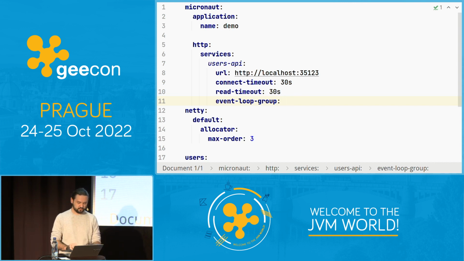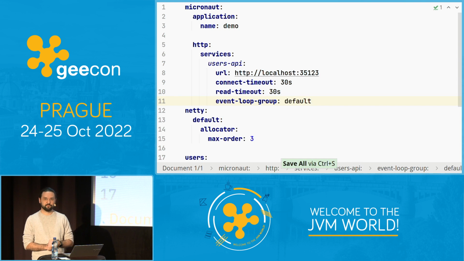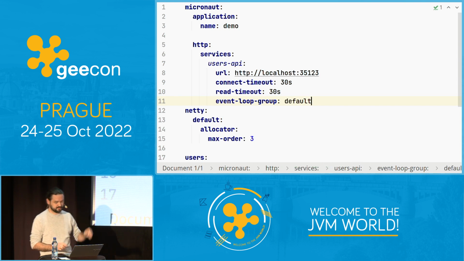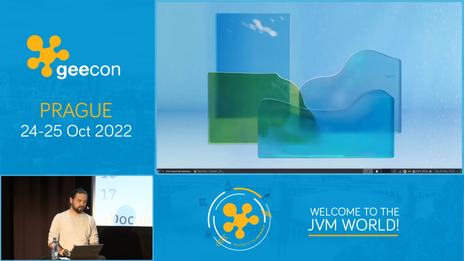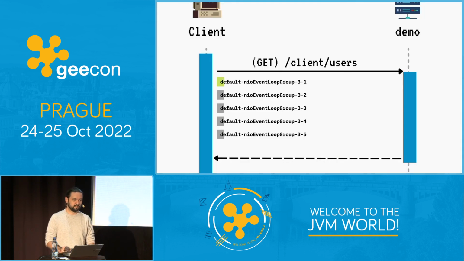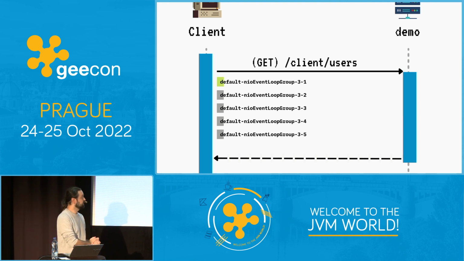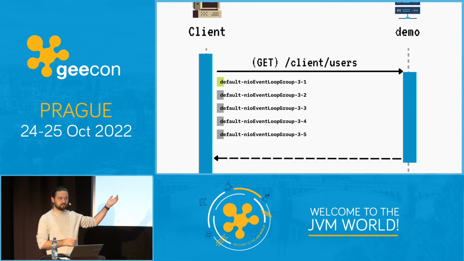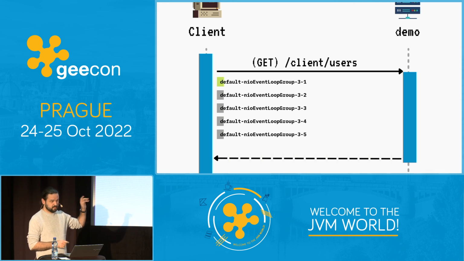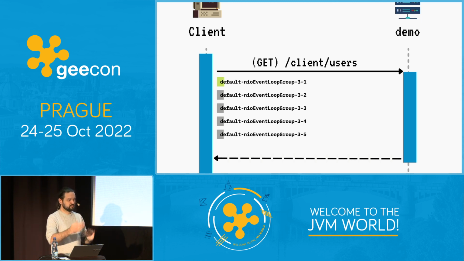And there is one tricky thing. If we don't specify event loop group, Micronaut will use the default one. And the default one is also used by the request handler. So what may happen is the following. Here we have a hypothetical illustration of our request that comes in. Now take a look at what happens during this request processing.